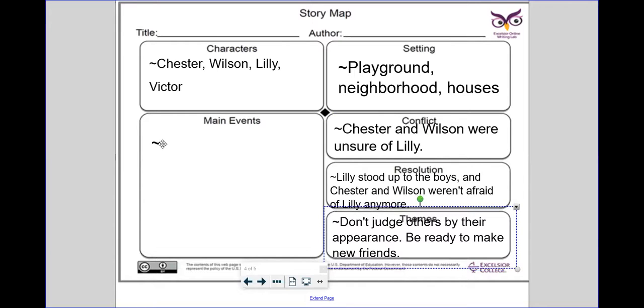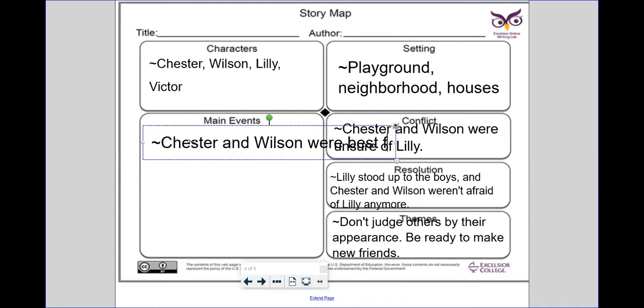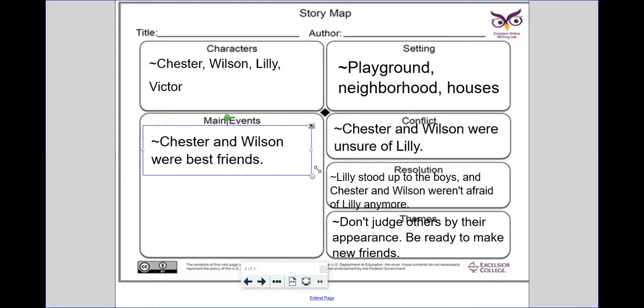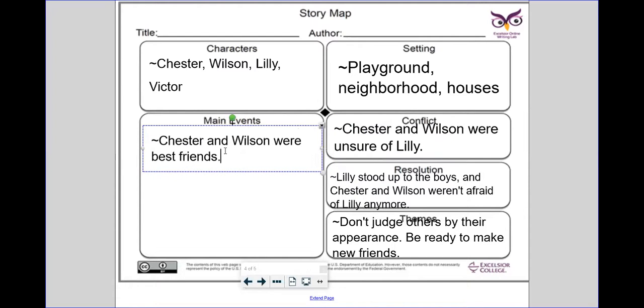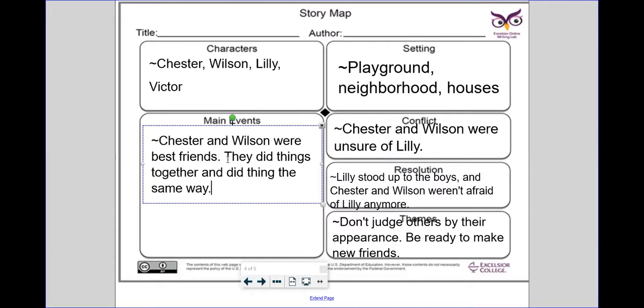If we're looking at the main events in the story, in the very beginning, before Lily ever came onto the scene, we know that Chester and Wilson were best friends. That's the very first thing that happened that we know. And they did absolutely everything together. They did things together and did things the same way.